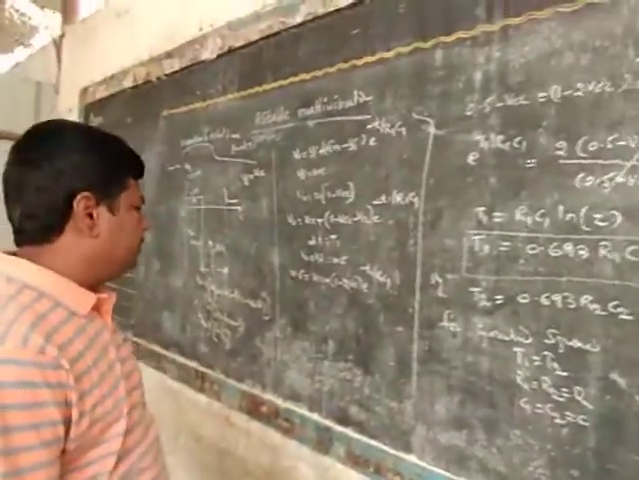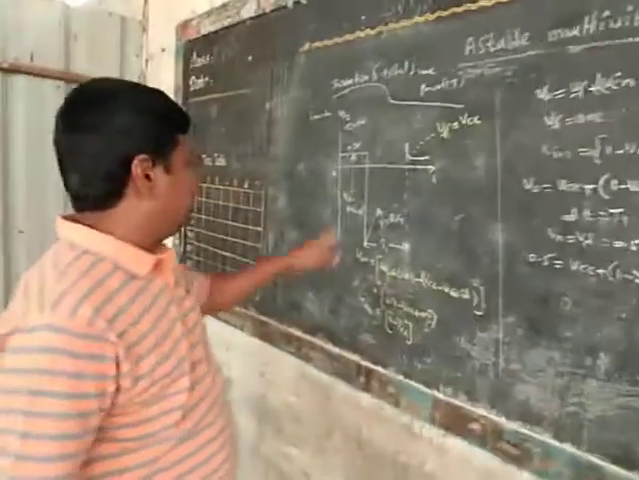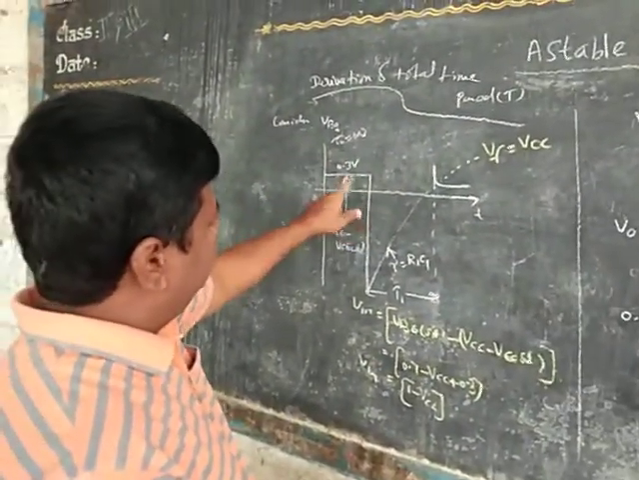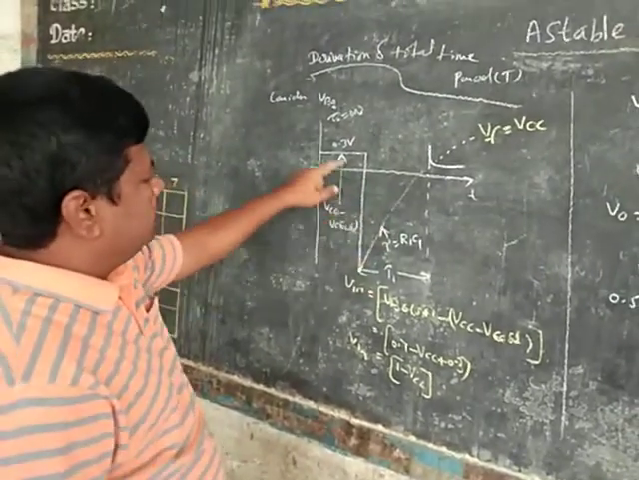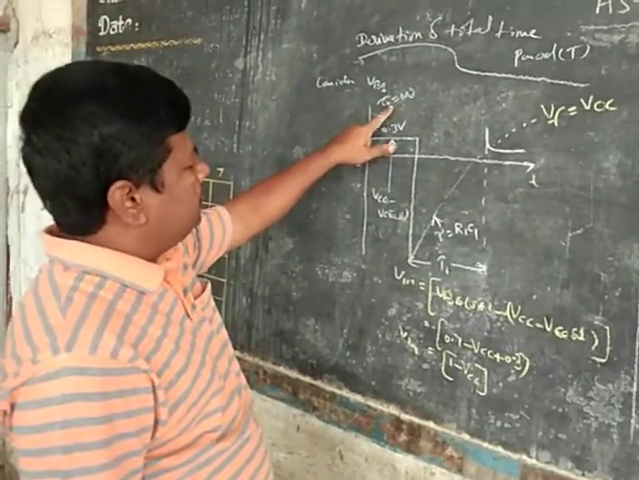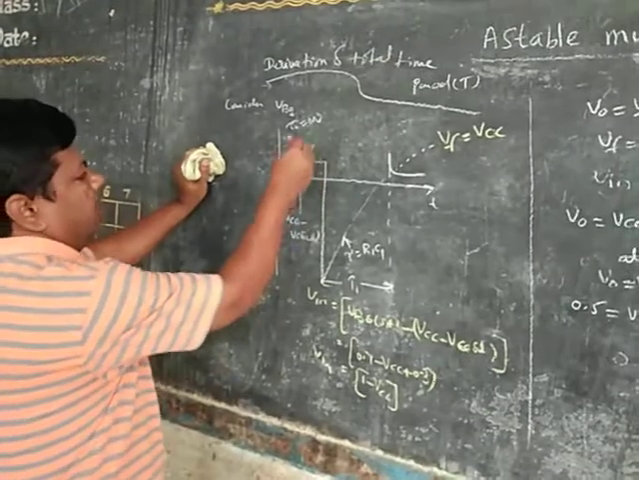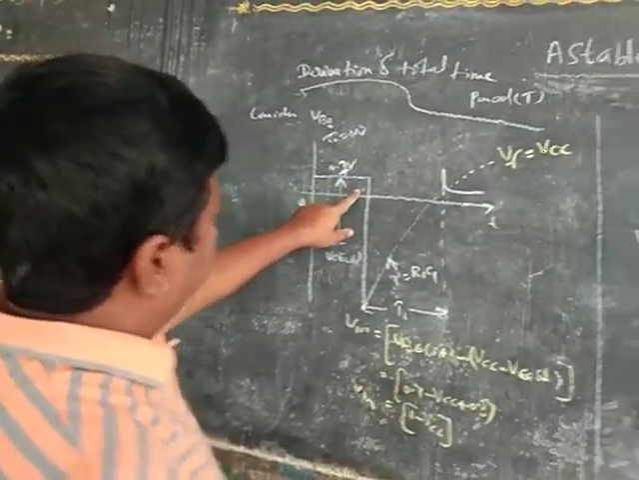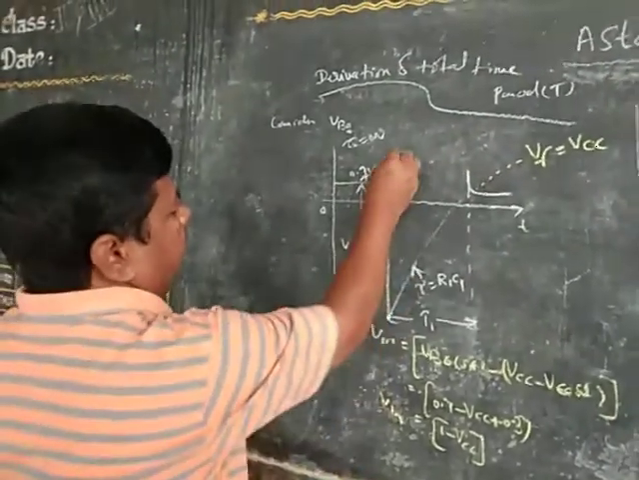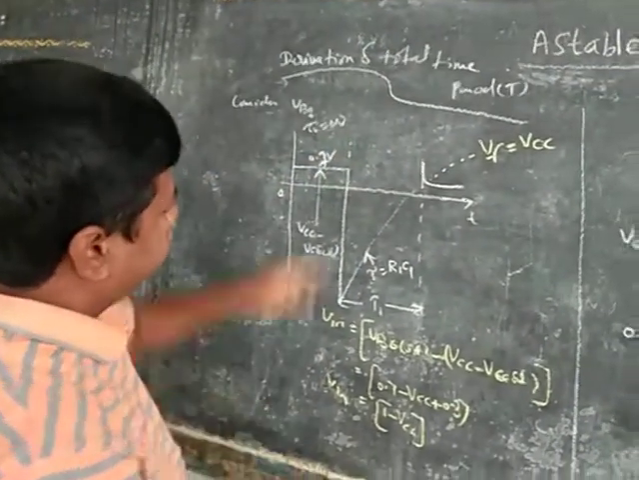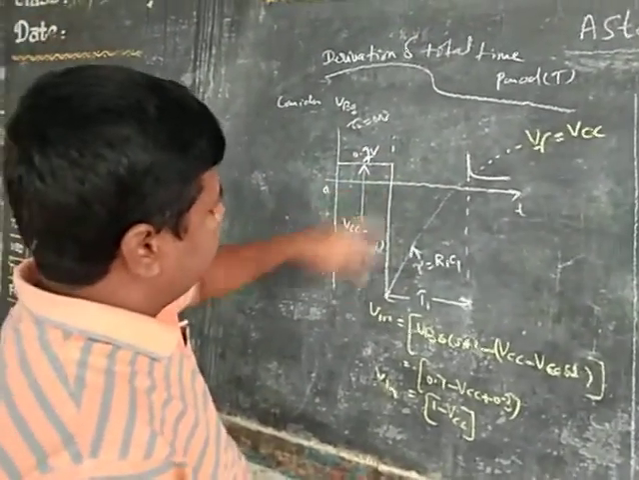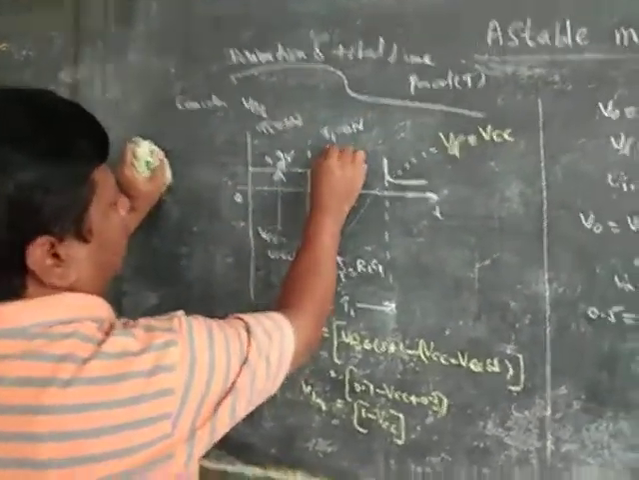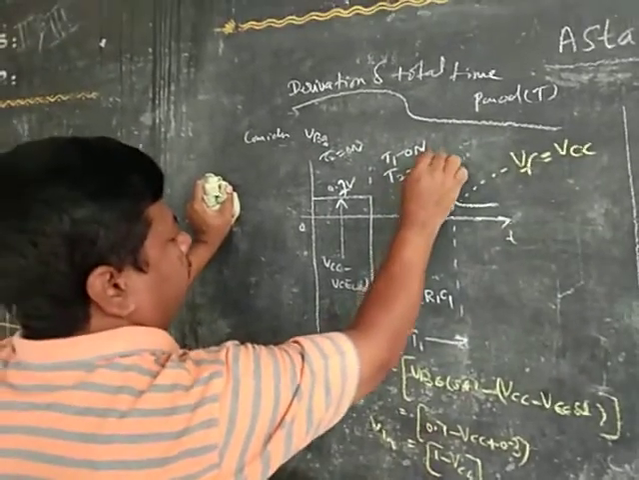Once again the derivation is, consider the base waveforms, either the VB2 or VB1 waveform. This is the base waveform. Initially the T2 transistor is on, and its voltage is 0.7 volt. Then after the T1 time interval or T2 time interval, this changes because T1 enters into on. During this interval T1 is on, T2 is off.